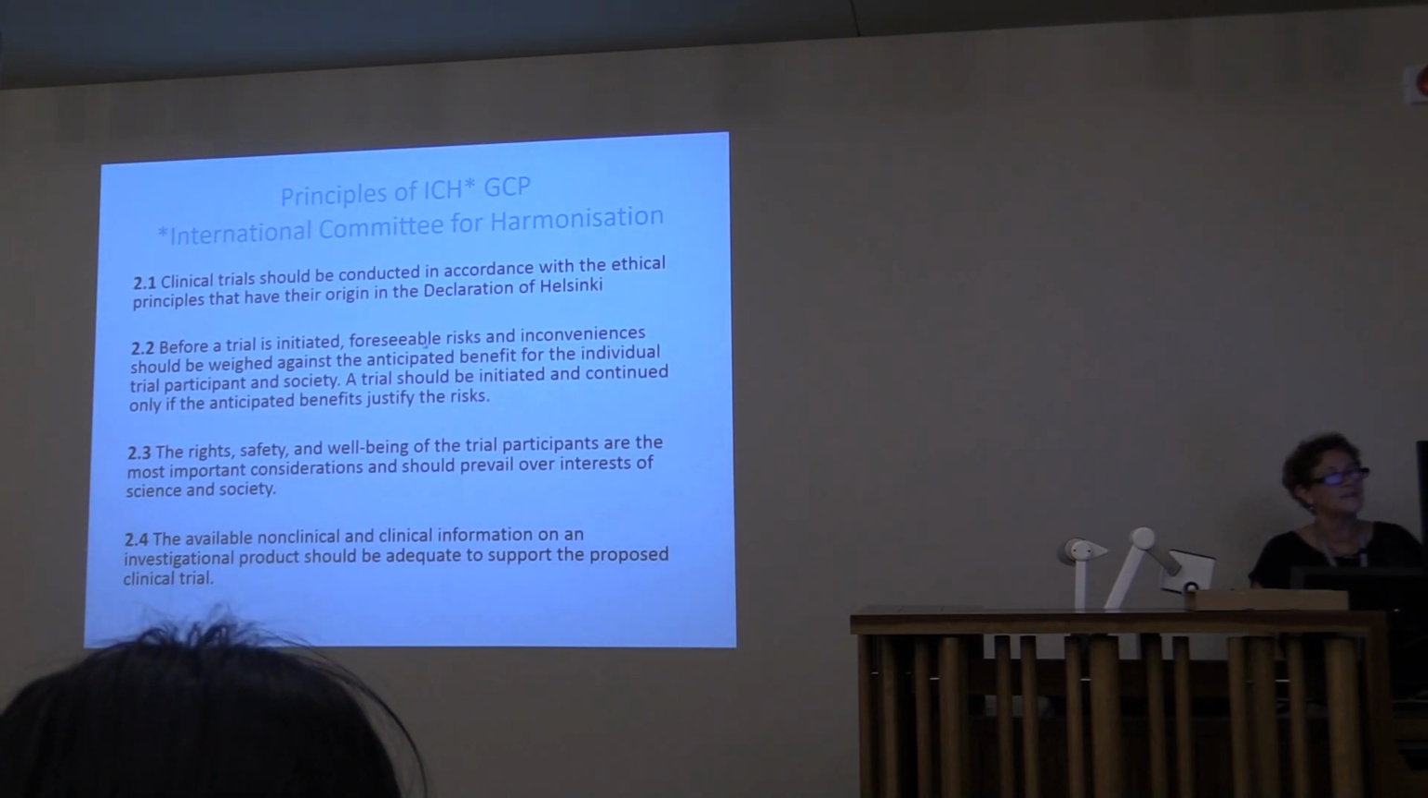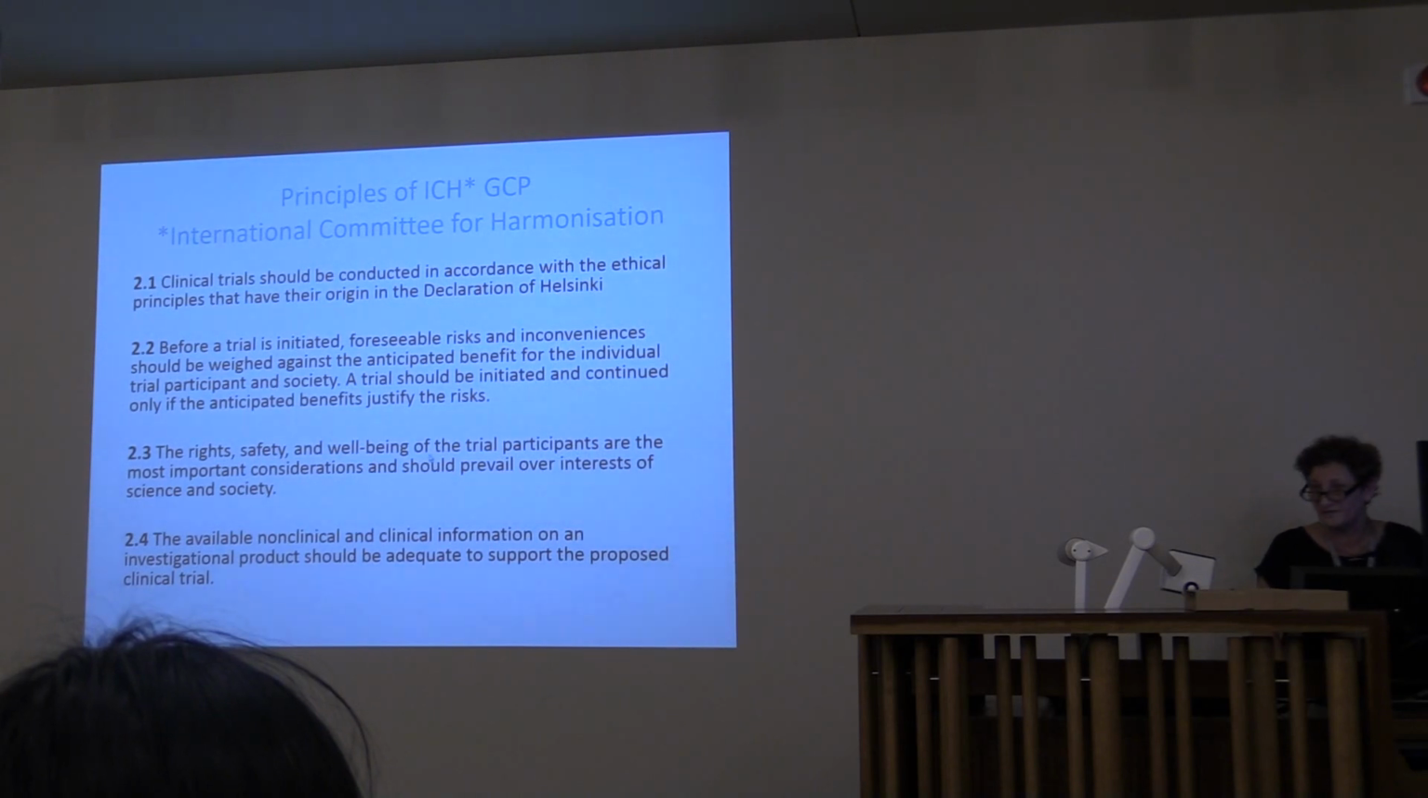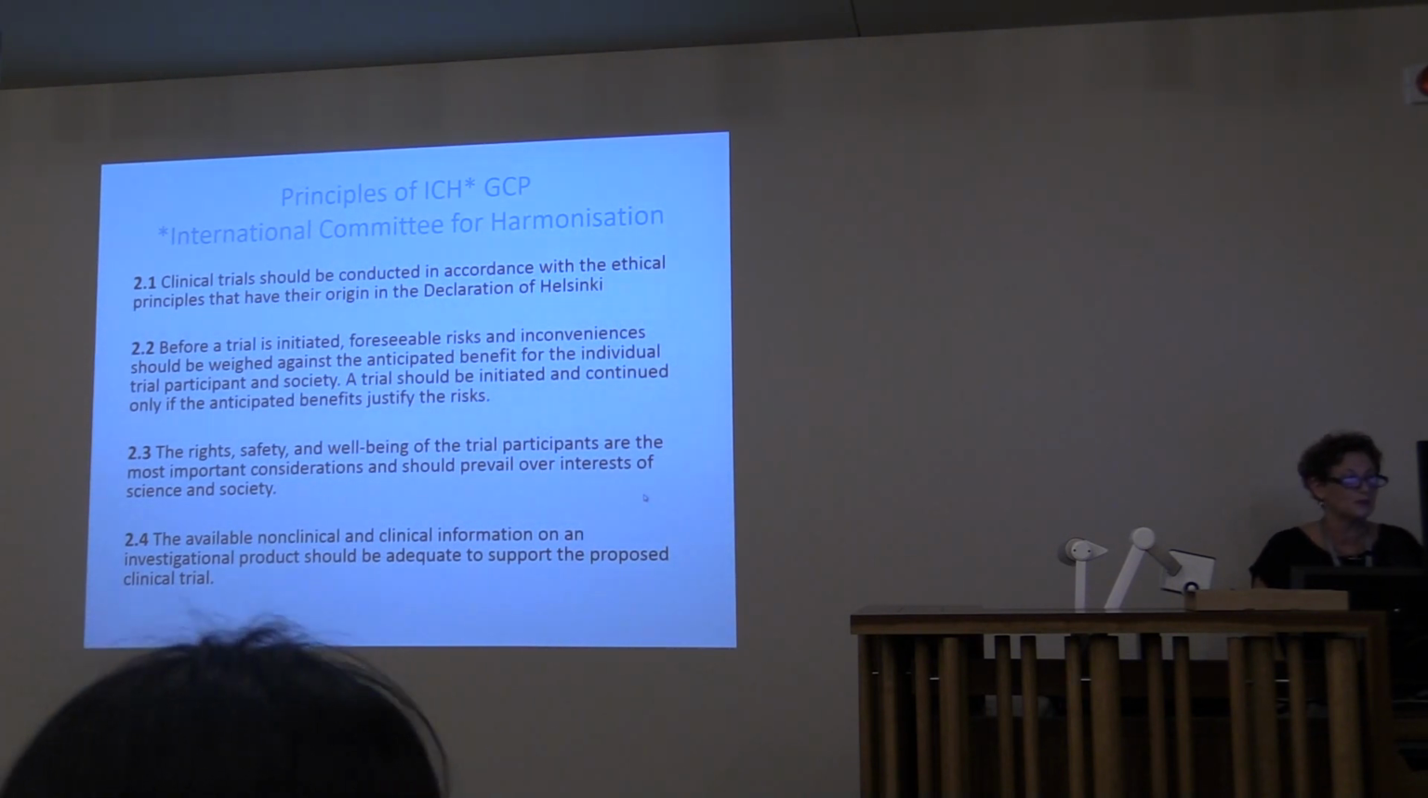Before a trial is initiated, the foreseeable risks and inconvenience should be weighed against the anticipated benefit for the individual. As I just said, it should be at least equal. The rights, safety and well-being of the trial participants are the most important considerations and should prevail over the interests of science and society. The available non-clinical and clinical information on an investigational product should be adequate to support the proposed clinical trial.